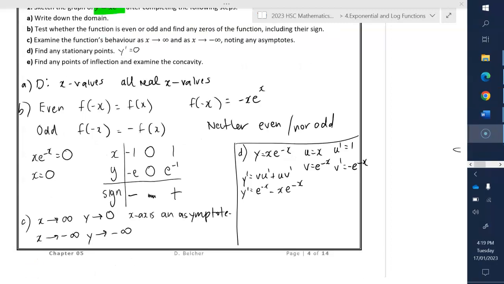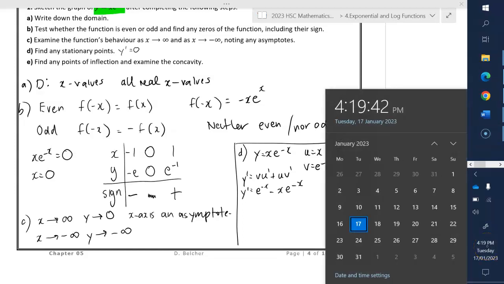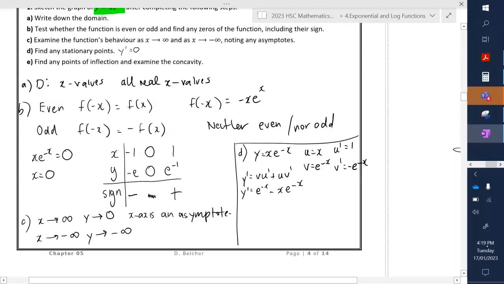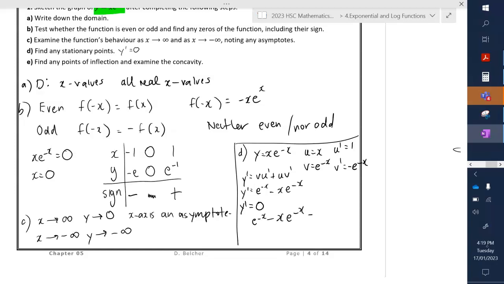I've got my u and my v down there. I found my u dash and v dash, and I just popped them into the product rule, which is written on your formula sheet, so you don't need to memorize it. Go and have a look at it and copy it down. I've ended up with y dash equal to e to the minus x minus x e to the minus x. Now, our stationary points happen when that first derivative, y dash, is equal to 0. So I want to set this equal to 0.